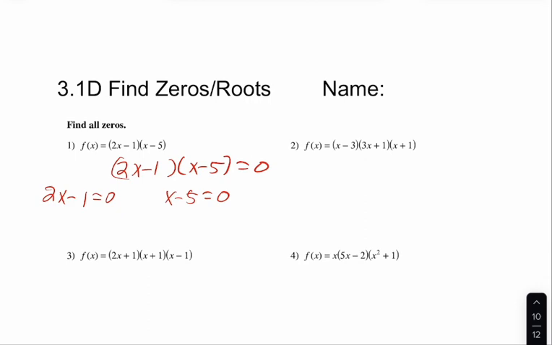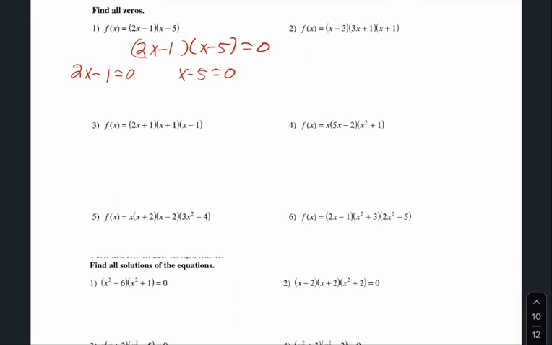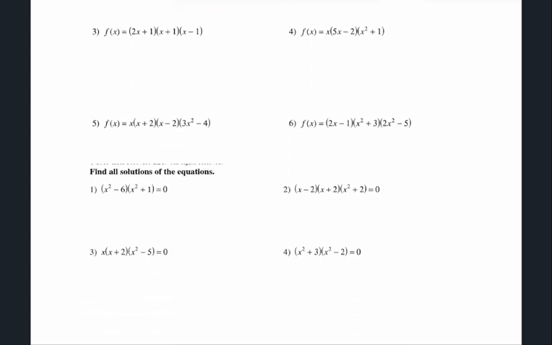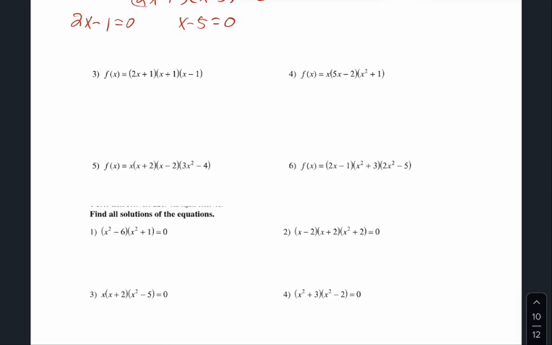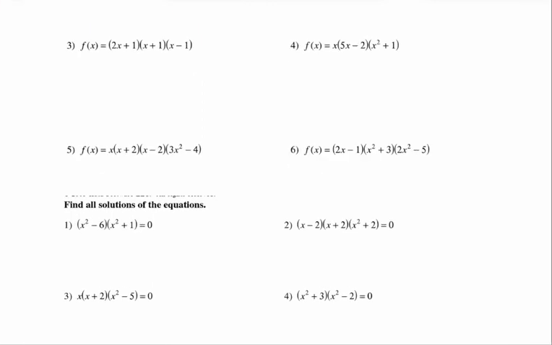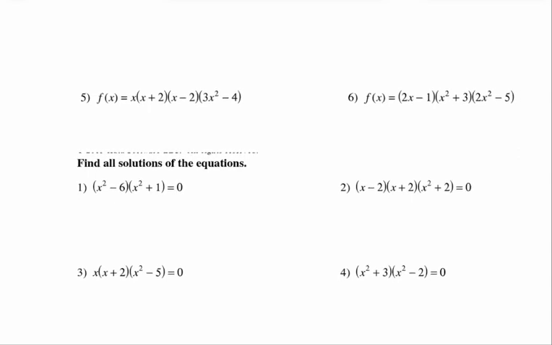So 1 through 6 are very, very easy to do. They're in factored form. 1 through 4 down at the bottom are almost all factored. We have some things that could break down further. Could we please do number 1 right here together? We're going to do that one, the one down at the bottom where it says find all solutions to the equation.